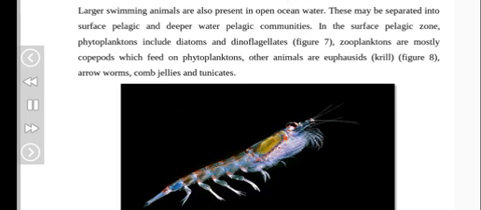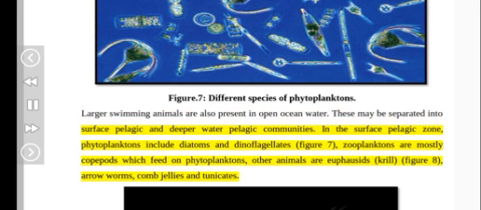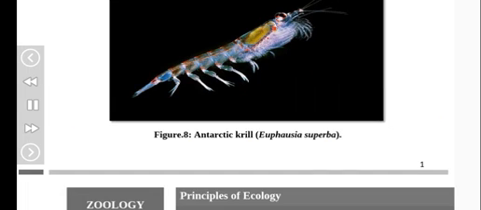Larger swimming animals are also present in open ocean water. These may be separated into surface pelagic and deeper water pelagic communities. In the surface pelagic zone, phytoplanktons include diatoms and dinoflagellates. Zooplanktons are mostly copepods which feed on phytoplanktons. Other animals are euphausids, krill, arrow worms, comb jellies and tunicates. Figure 1.8: Antarctic krill, Euphausia superba.